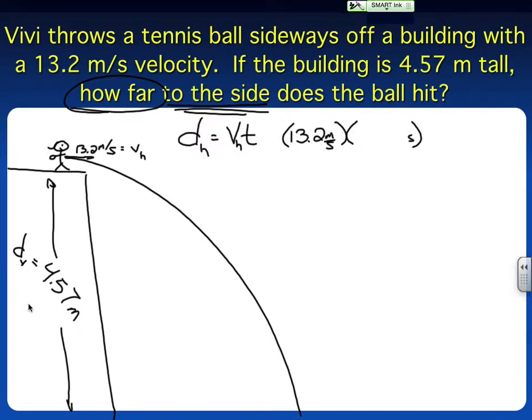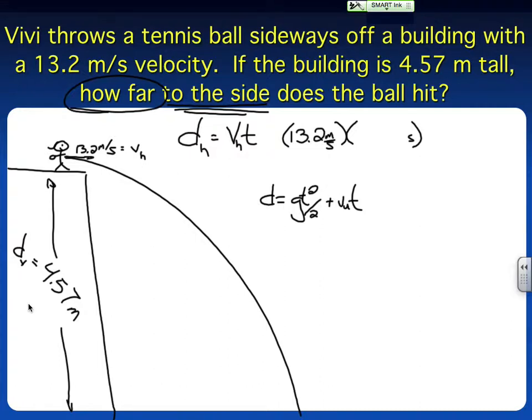So how can I find the time? Well, the whole time it was going sideways, it was also going down. So it would be really nice if I had a time down formula, which we do. Because the whole time it was going sideways, it was falling 4.57 meters. So here's what we're going to do. We're going to take the dv equals gt squared over 2 plus vvit. Now, initially, how fast was I going up and down? What is that?